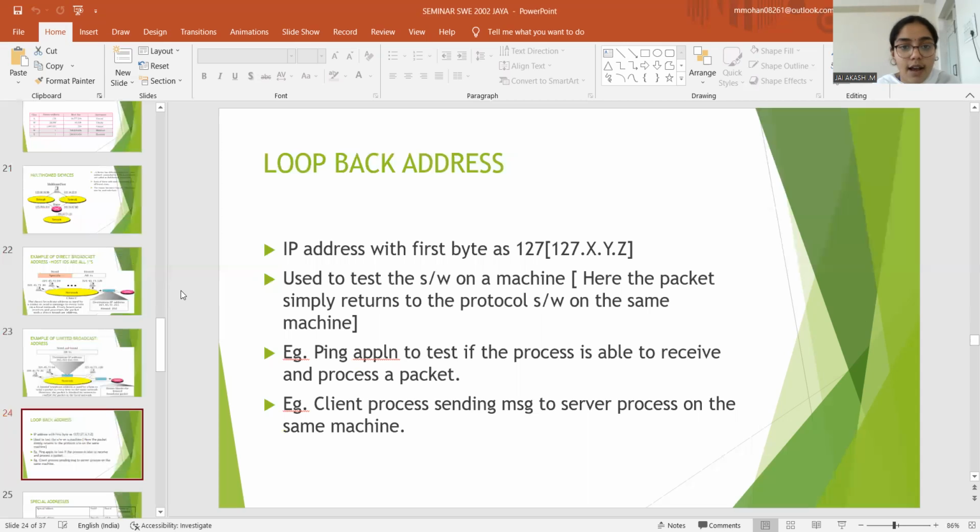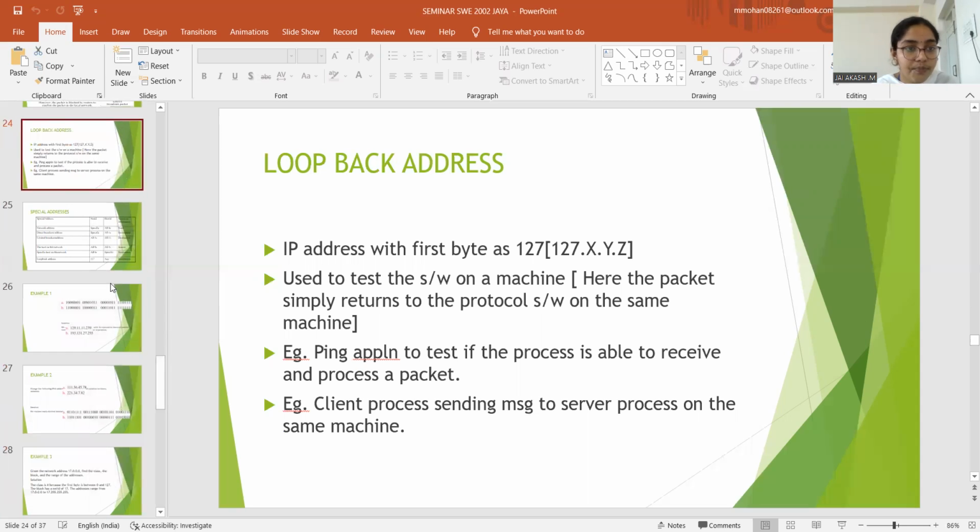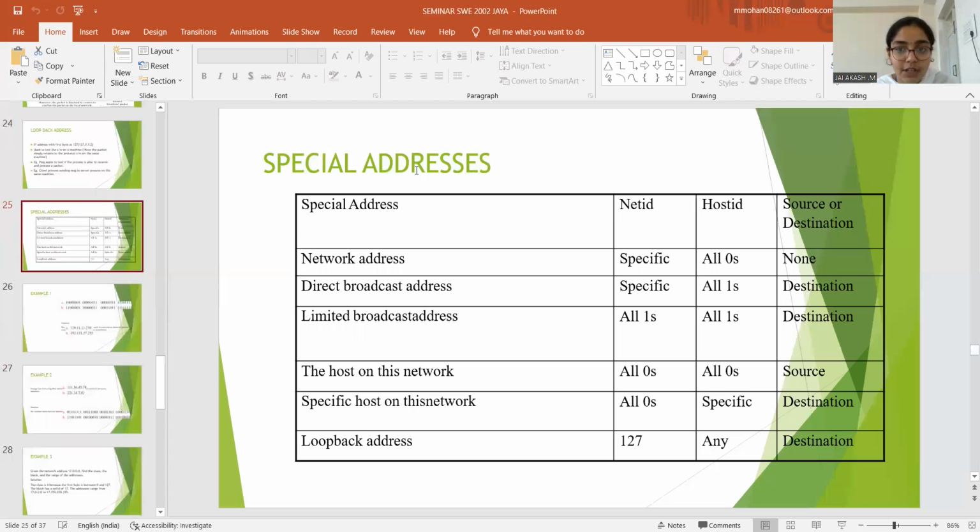Loopback addresses. IP addresses with the first byte as 127 are known as loopback addresses. It is used to test the software on a machine. Here, the packet simply returns to the protocol software on the same machine. For example, ping to test if the process is available to receive and process a packet. Another example is a client process sending a message to a server process on the same machine. A diagram of special addresses.